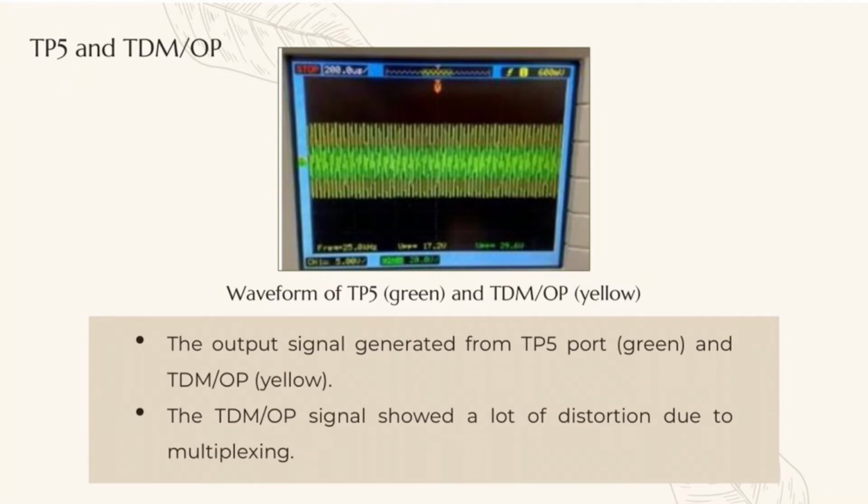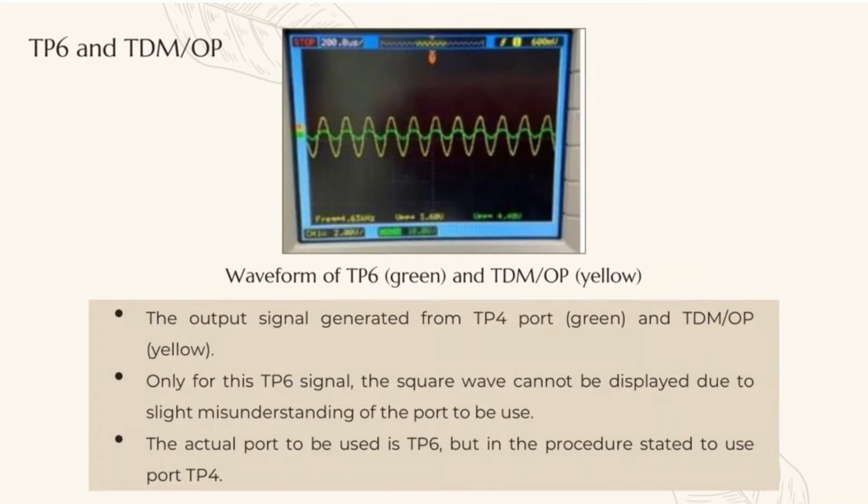Next, when connecting TP5 and TDM output, a wave is formed. Figure shows the output signal generated from TP5 port, the green color, and the TDM output, the yellow one. The TDM output signal showed a lot of distortion due to multiplexing. Since the multiplexing occurred in a short period of time, this causes the mixing of signals, thus resulting in distortion seen in the result.